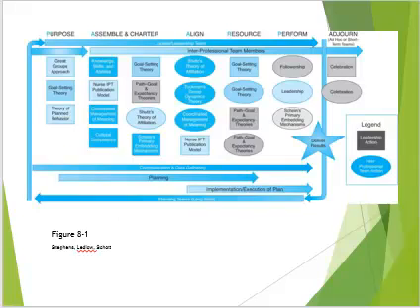Okay, this is the PAARP model, and this is just an overview of it. This is on page 181 in your book. The P stands for purpose, the A, assemble and charter, the second A is align, then resource and perform. So we will talk about each one of these areas.